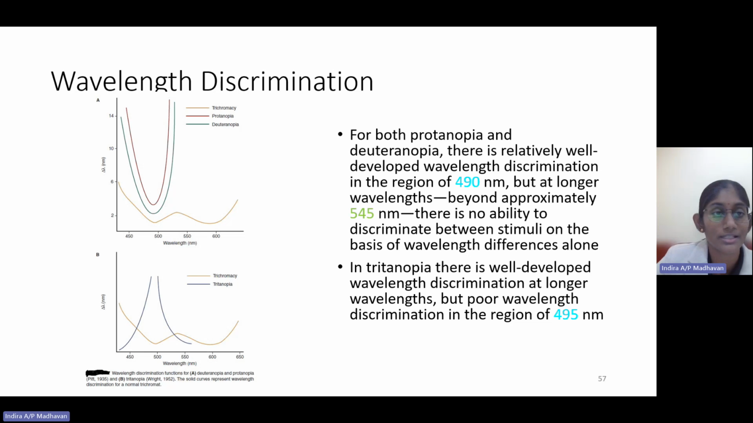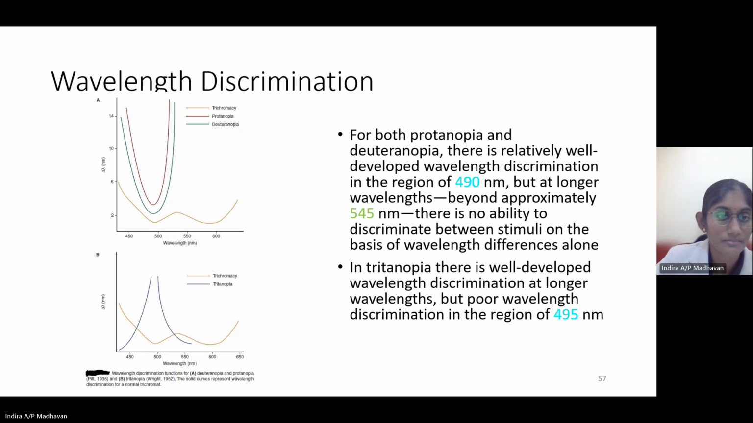So whatever color falls in this range, they will see all the colors to be the same. They won't be able to differentiate based on the wavelength. They might be able to differentiate based on the brightness and the saturation of the colors, which gives a different contrast. But in terms of the color itself, they won't be able to. If the intensity, brightness and saturation of the color are already fixed, they won't be able to differentiate that.